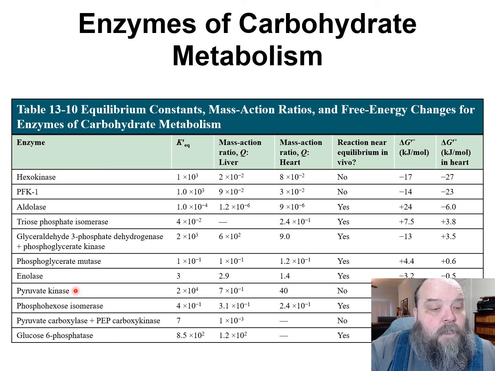You take other ones like, let's go with glucose 6-phosphatase. K eq, 8.5 times 10 to the 2. Q in the liver, 1.2 times 10 to the 2. Huh. Pretty darn close. 10 to the second, 10 to the second. Are they at equilibrium? Yes. Now, does that mean that this reaction can't happen? No. It just means this isn't going to be a great one to try to regulate.